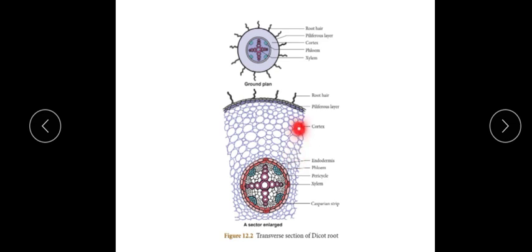Okay, cortex is made up of parenchyma with lots of intercellular spaces. It's going to store food and water. Below that you can see the circular structure, which is going to be the endodermis, which is a single layered cell, compactly arranged with no space in between. Below this endodermis is going to be a single layer of pericycle again.